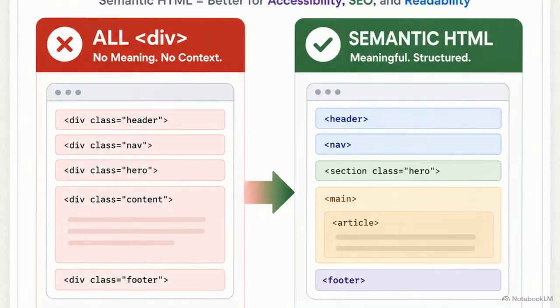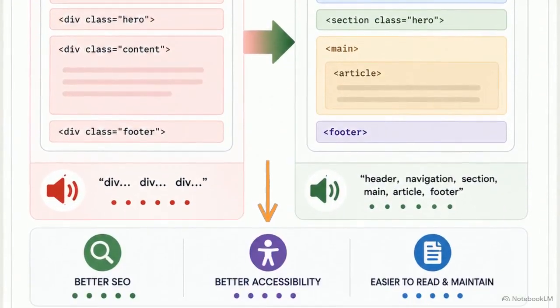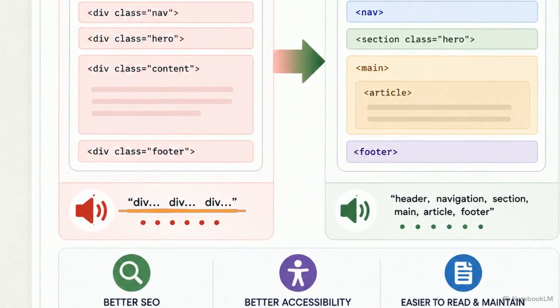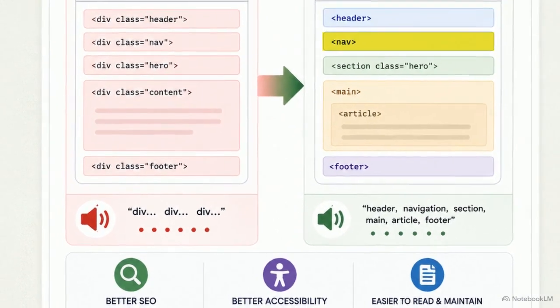Why change a div to a semantic tag if the page looks the same? Because not all users navigate visually. Visually impaired users rely on screen readers. With only divs, readers see a wall of identical boxes. Semantic tags let assistive technology jump directly to the navigation.